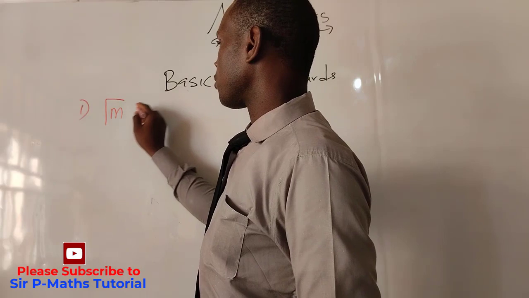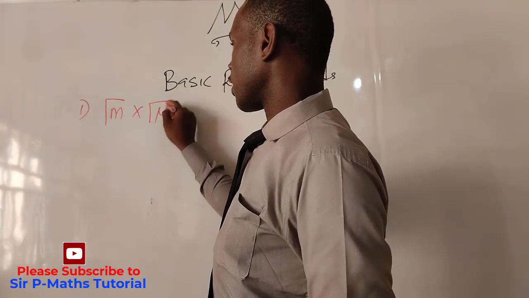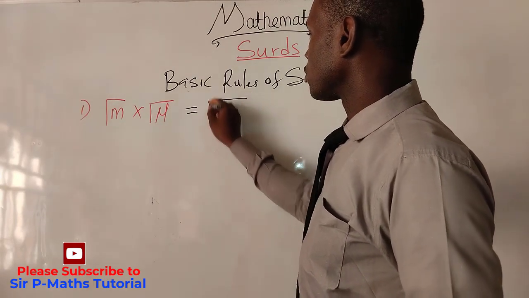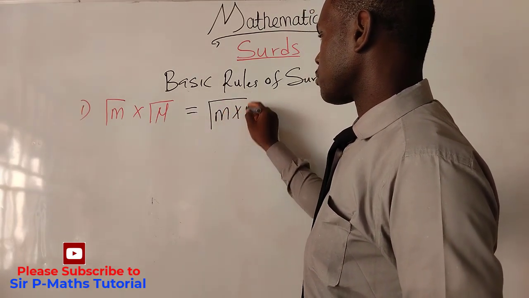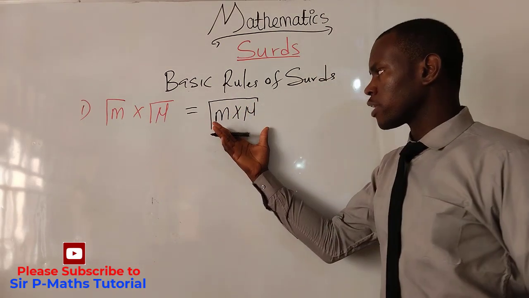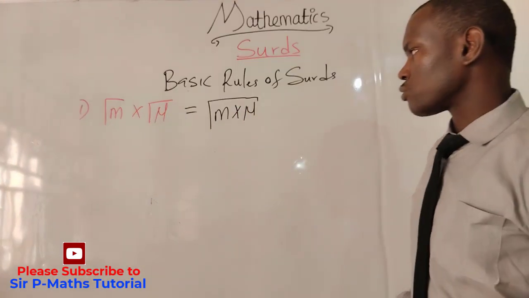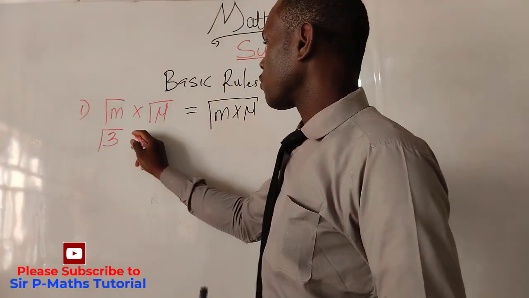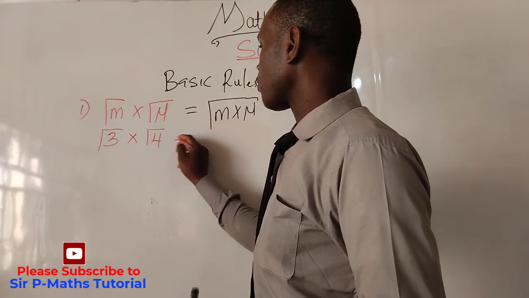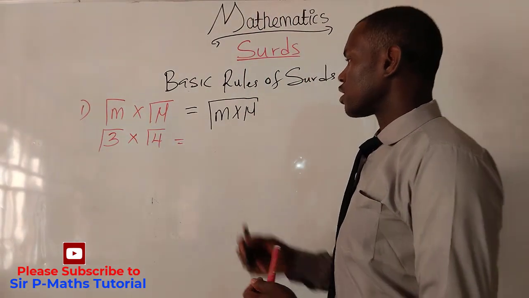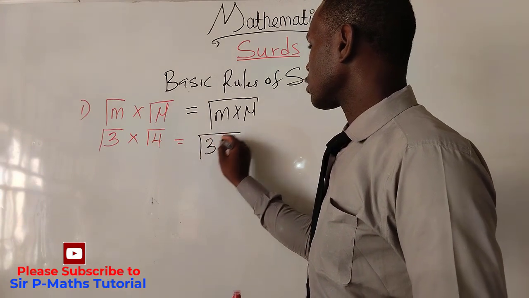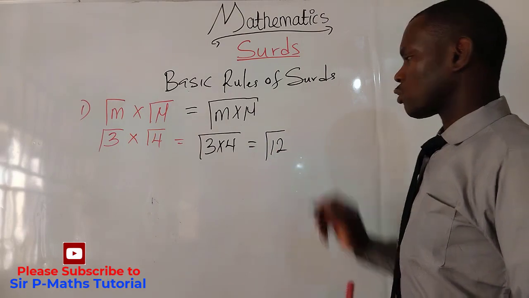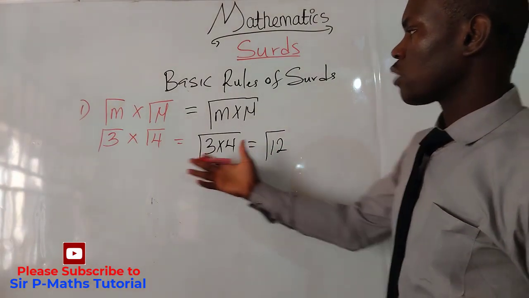If I have root m times root n, this will give me the same thing as the square root of m times n. Both of them will come together inside the same square root. Let's take an example. I have root 3 times root 4. If I multiply the both of them, it becomes 3 times 4, which will give me square root of 12. Alright, so this is how we operate.